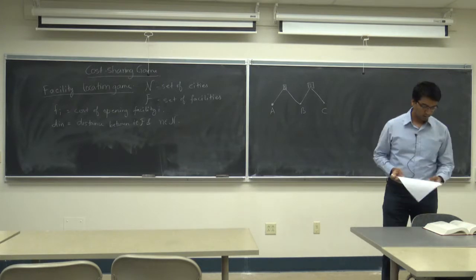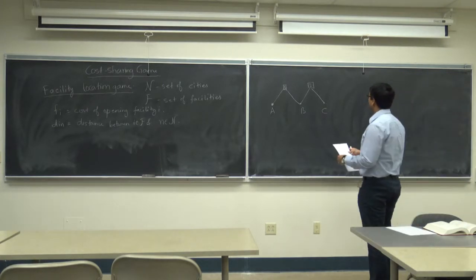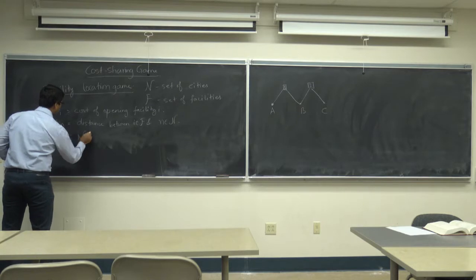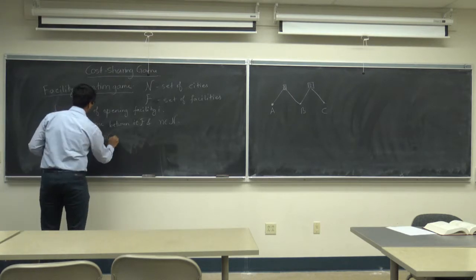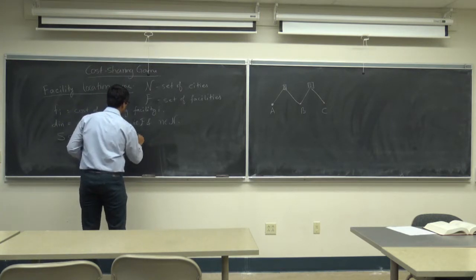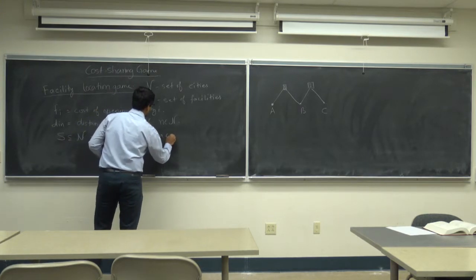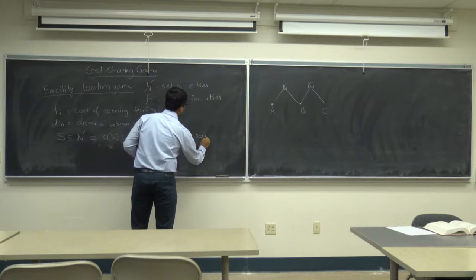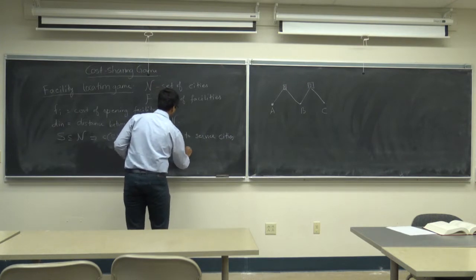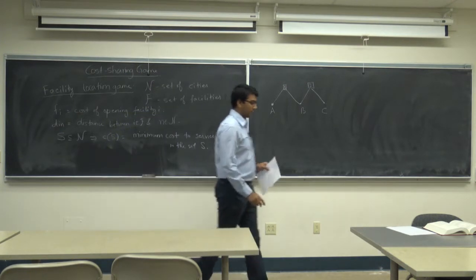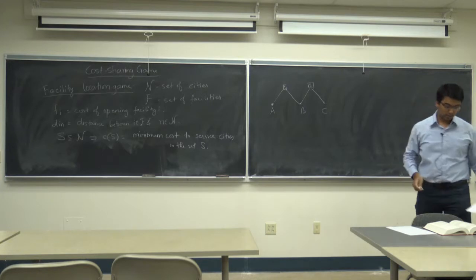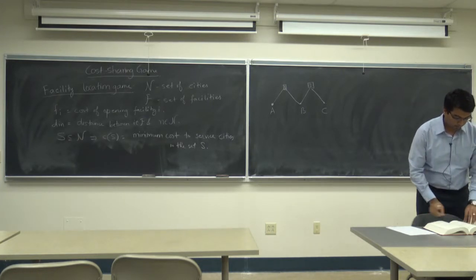So let's say S is a subset of N. Then C of S is the total cost. Rather, I shouldn't say total, but minimum cost to service the cities in the set S. Okay, so how do you find C of S? Well, here is an optimization problem that you need to solve.